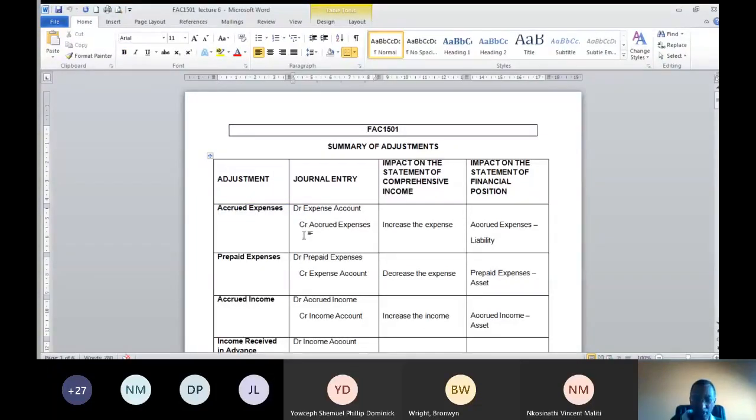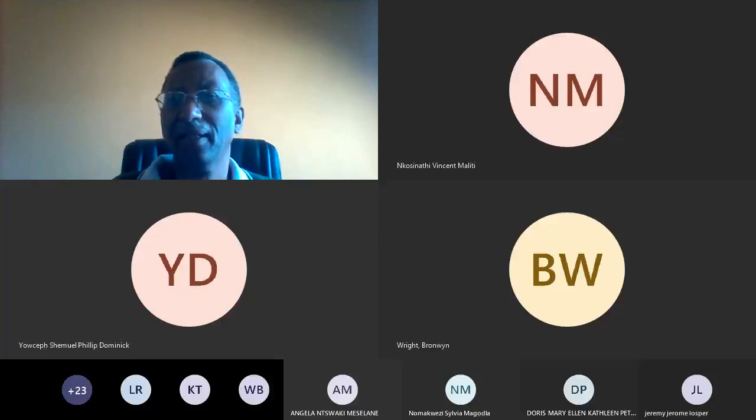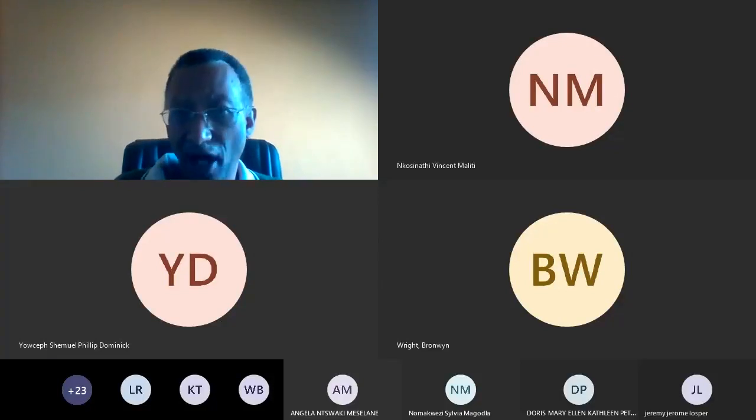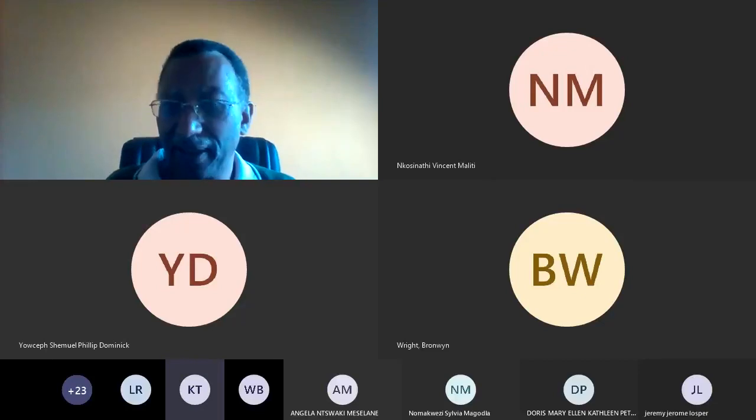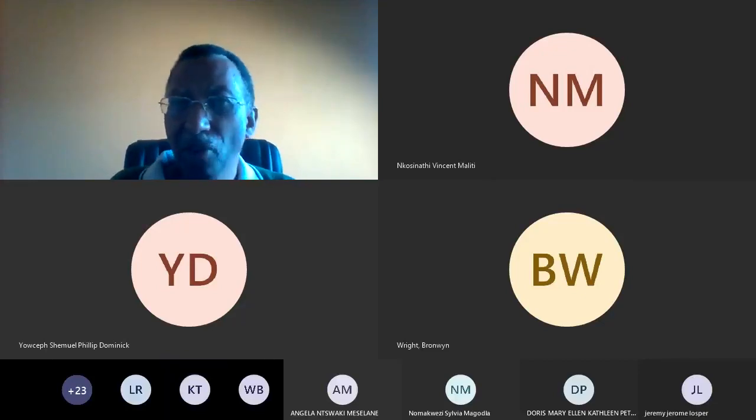Now, accrued expenses will occur whenever there is an expense that we didn't pay. For example, it can be that we didn't pay the salary of one of our employees, or we didn't pay the telephone account for the last month of the financial year. So whenever you come across an expense that you were supposed to pay, but you didn't pay it at all during the financial year, we call that accrued expenses.